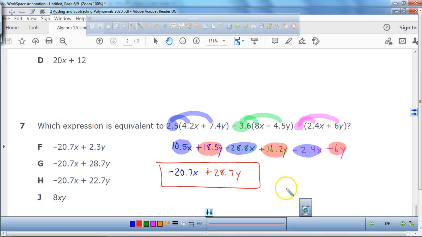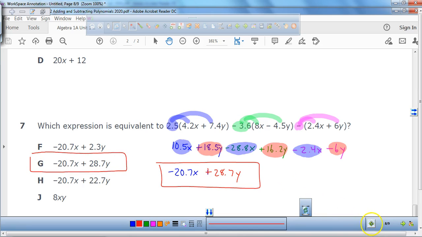Alright, so I made a quick little mistake, but it didn't impact my final decision because I had to look back and realize, oh, I did 2.5 times 7.4y. I forgot to put the y down. So make sure that you just check your work before you select your final answer. This final answer was and is G.